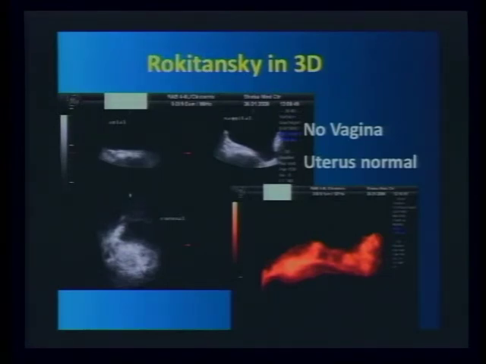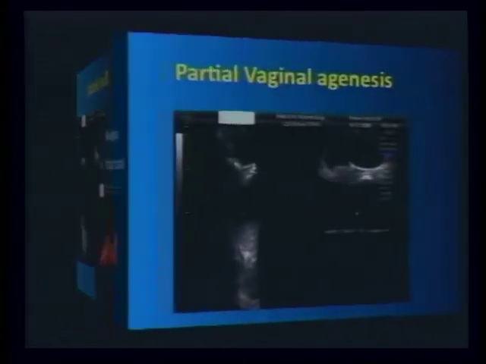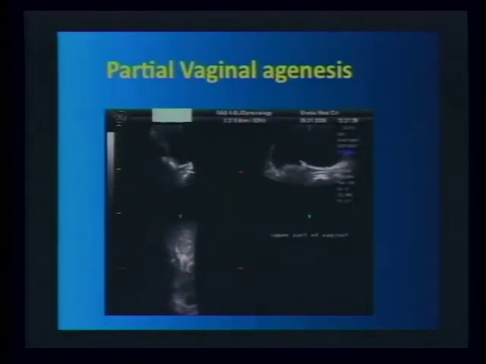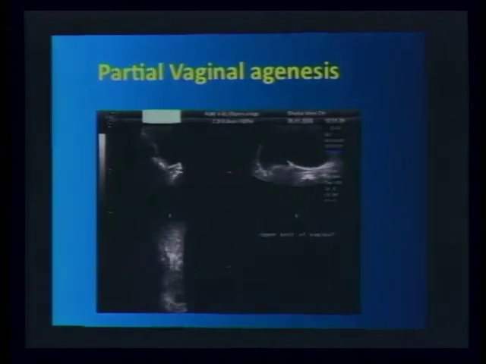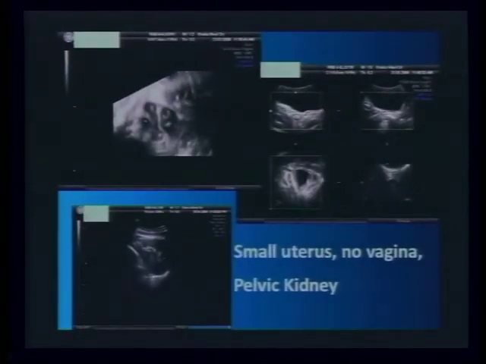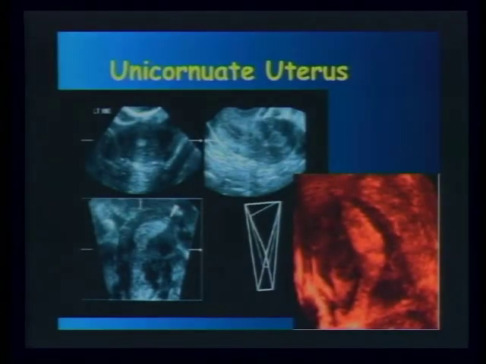First of all, Rokitansky in 3-dimensional ultrasound: there is no vagina and a normal uterus. Again, another case, only the upper part of the vagina is seen. And another case of Rokitansky, small uterus, no vagina, and the coexistence of pelvic kidney, uterine anomalies as well as urinary anomalies.